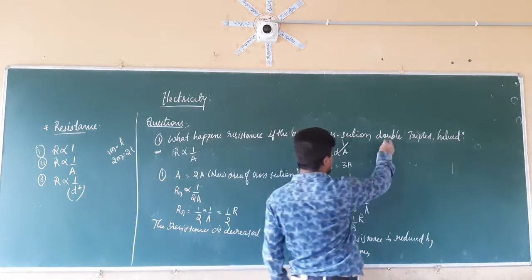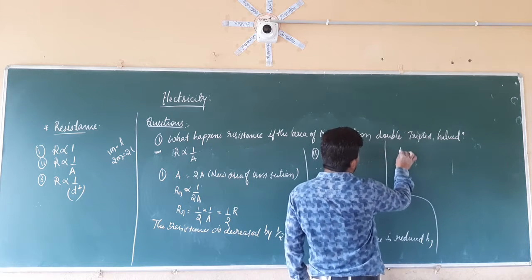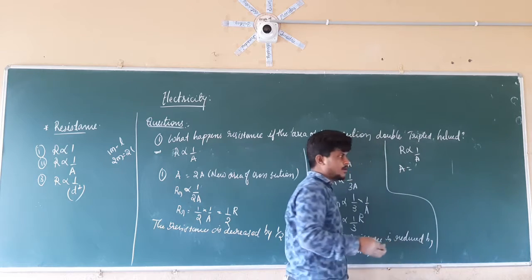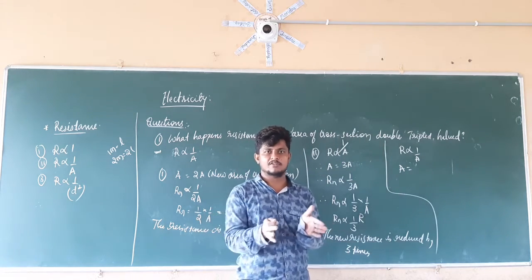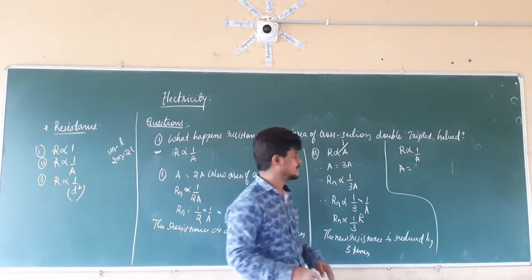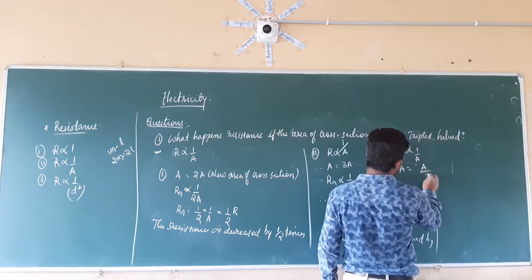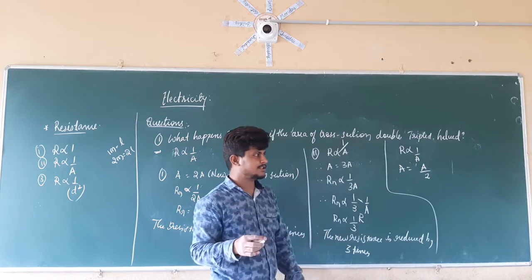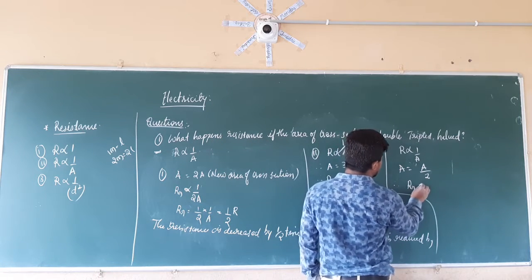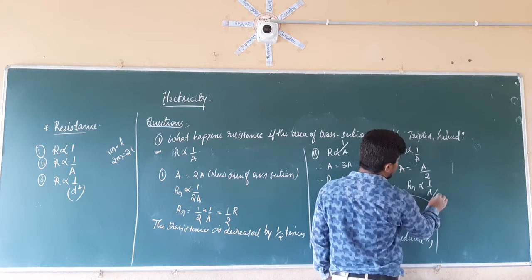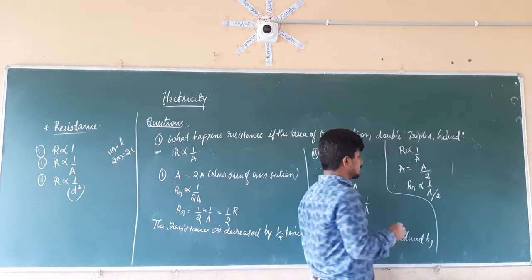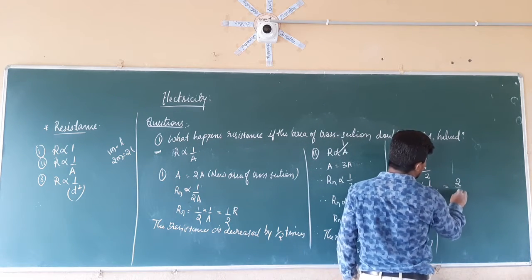In the same way, if we take the third condition, that is nothing but R is directly proportional to 1 by A. Now, how is the new area of cross section getting changed? Whatever the initial value is, it is getting reduced to half of the area of cross section. So the new area of cross section is A by 2. Therefore, we already know that Rn is directly proportional to 1 by A divided by 2. So the 2 is going to go to the upper side. So it will become 2 divided by A.